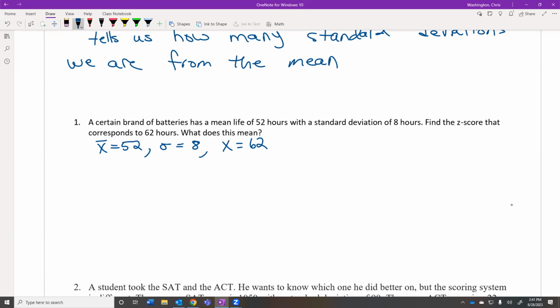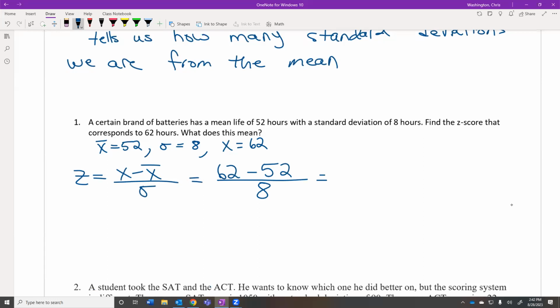So now we can use that information. How far is 62 away from the average in terms of standard deviations? So for my z-score, I'm going to write the formula over so we can see it one more time: X minus X bar, over the standard deviation. X is 62, minus the average, 52, divided by the standard deviation, 8.